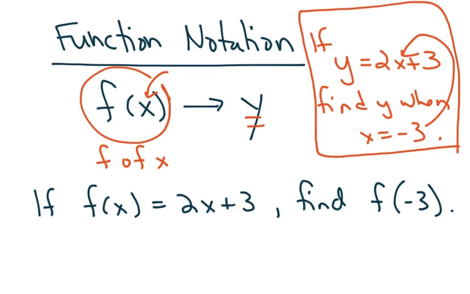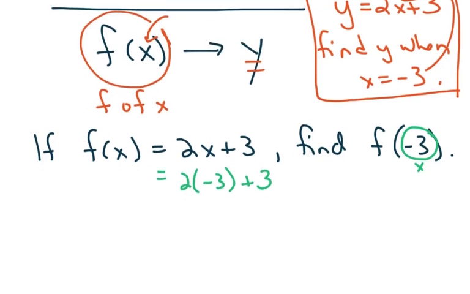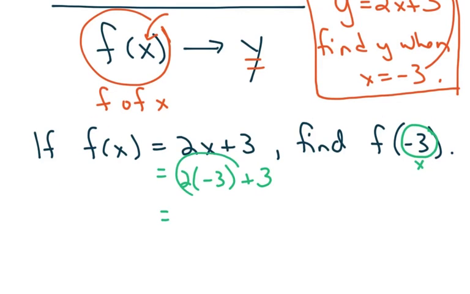This is the same problem. It says if f of x equals 2x plus 3, find f of negative 3. It's telling you that this is x, and you should plug it in for x in that equation. Now remember, when you do these problems, you have to do order of operations. So you have to do multiplication before you add. Although the nice thing is, if you're doing this on a graphing calculator, you actually can just plug it in and the calculator will spit out the answer.